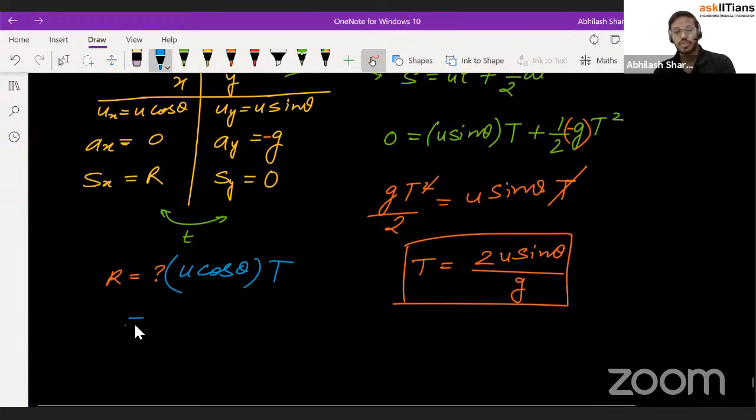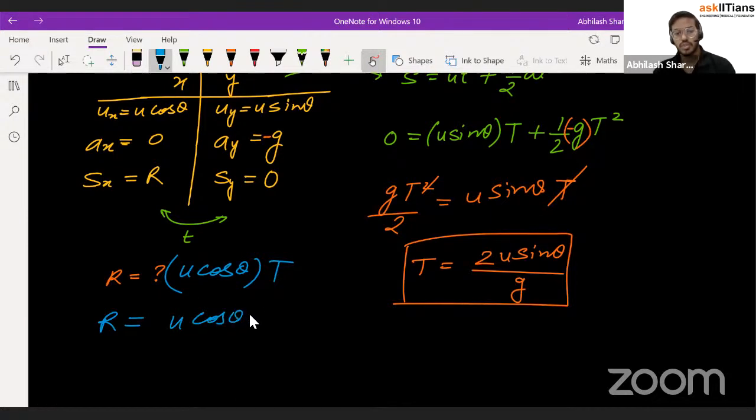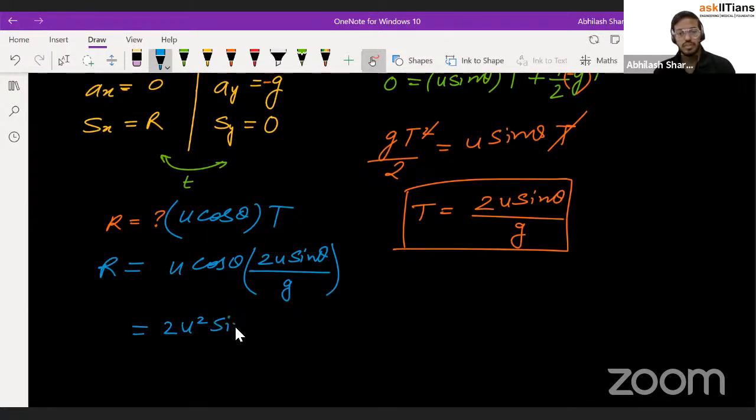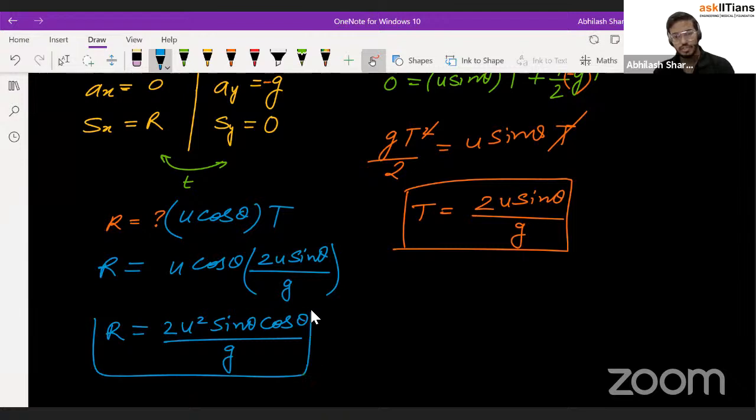So let us just substitute the value of time. So u cos theta into, we have just found out the time, 2u sine theta by g. And how much is that? That is 2u square sine theta cos theta by g. That is the range. Correct?